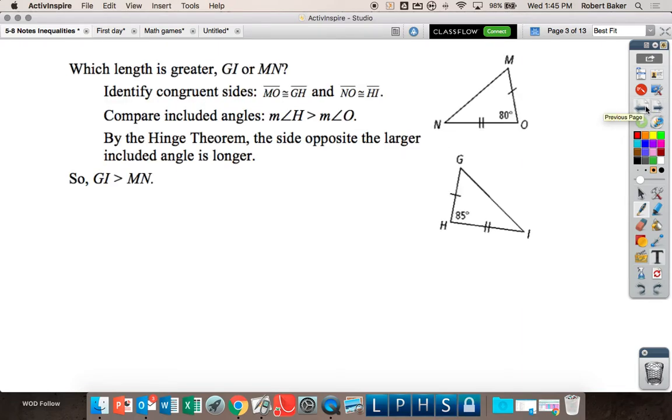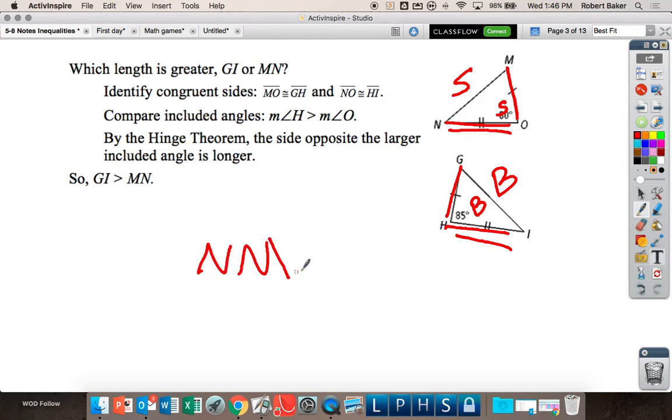Now we have two triangles. Does the Hinge Theorem work here? Is it applicable? Yes, because this piece is congruent to this piece, and this piece is congruent to this piece. Which angle is bigger, 80 or 85? 85 is the big angle, 80 is the small angle. So this is the big side, and this is the small side. We have to figure out the relationship between NM and GI.